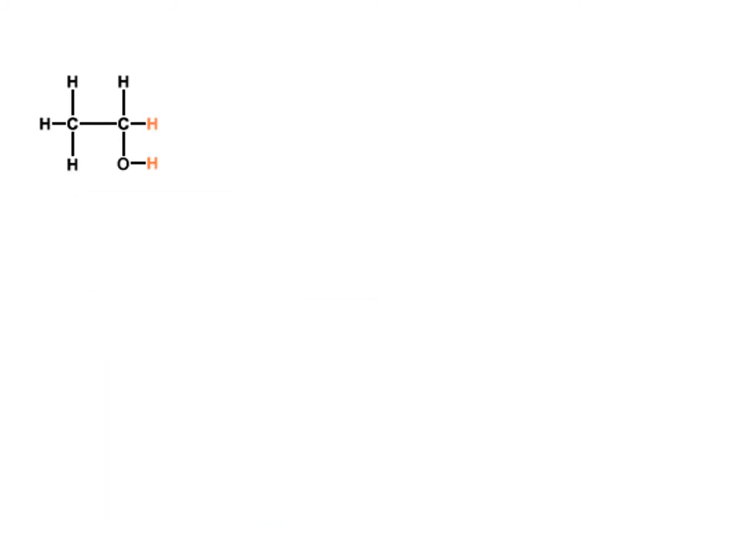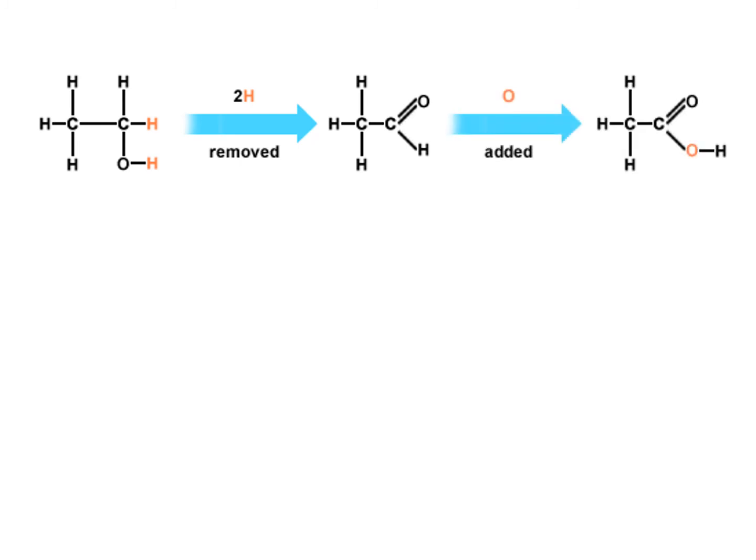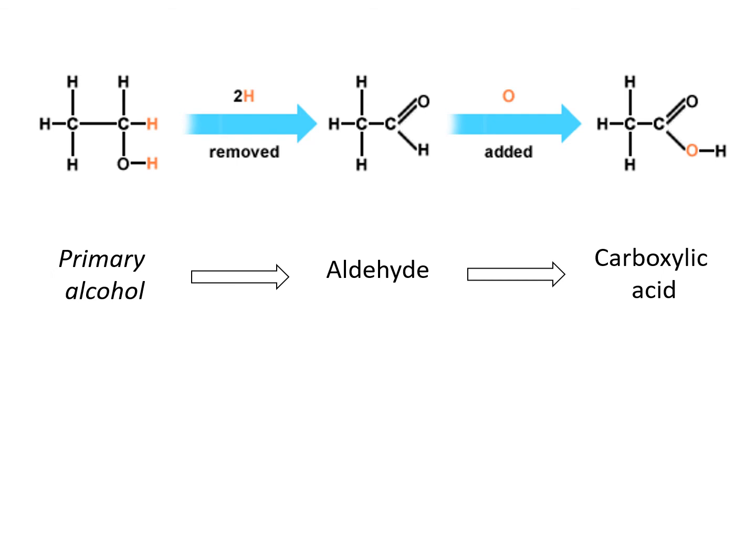So we've got here a primary alcohol. This is ethanol. Once it undergoes oxidation, the first stage is that 2 hydrogens are being removed and it turns into ethanal, an aldehyde. That chemical then undergoes further oxidation and it changes into a carboxylic acid. In this case, we've had an oxygen added and it's turned into ethanoic acid. So our path, if you will, is the primary alcohol is oxidized first to an aldehyde and then to a carboxylic acid.